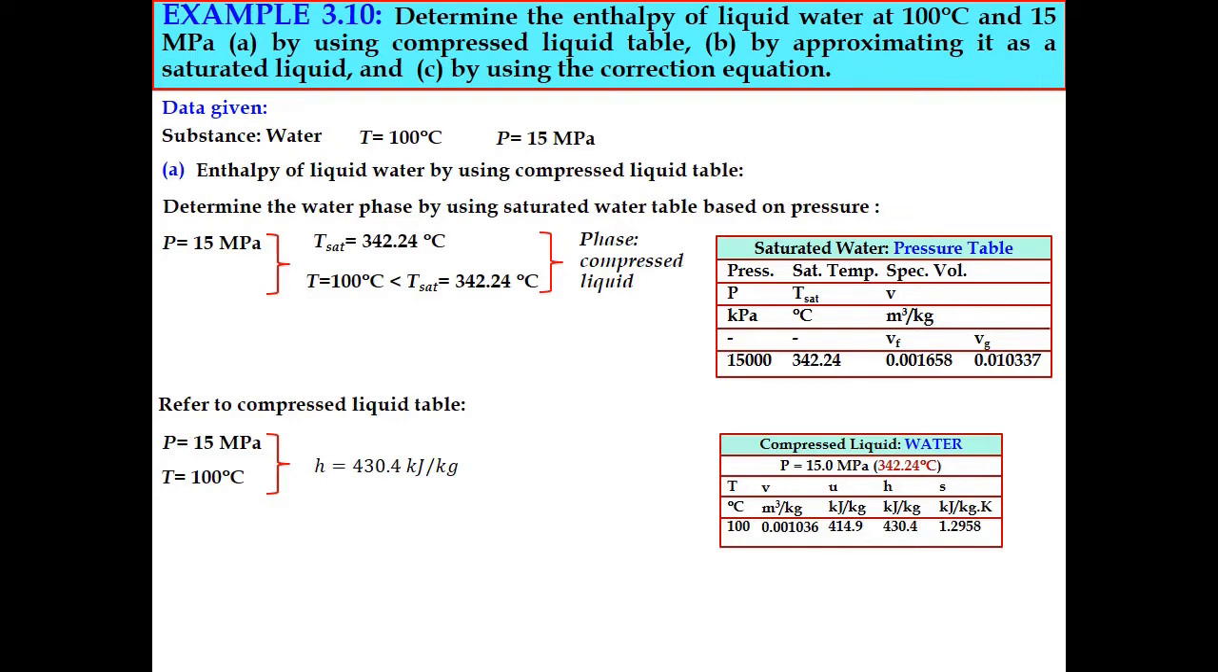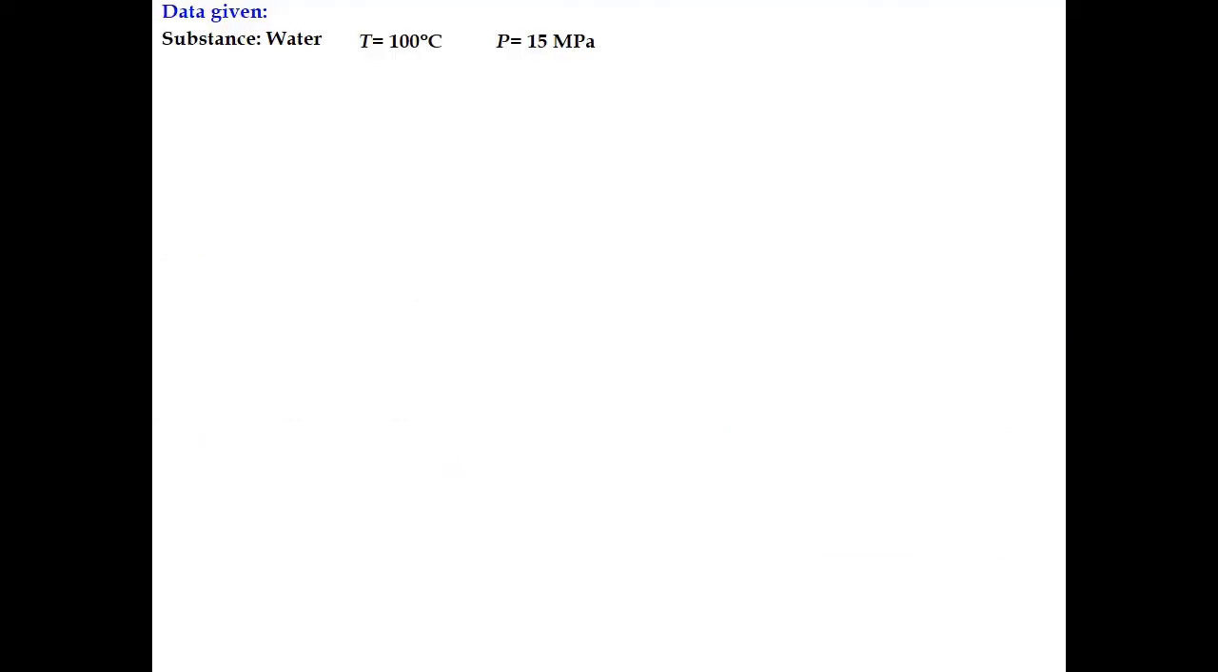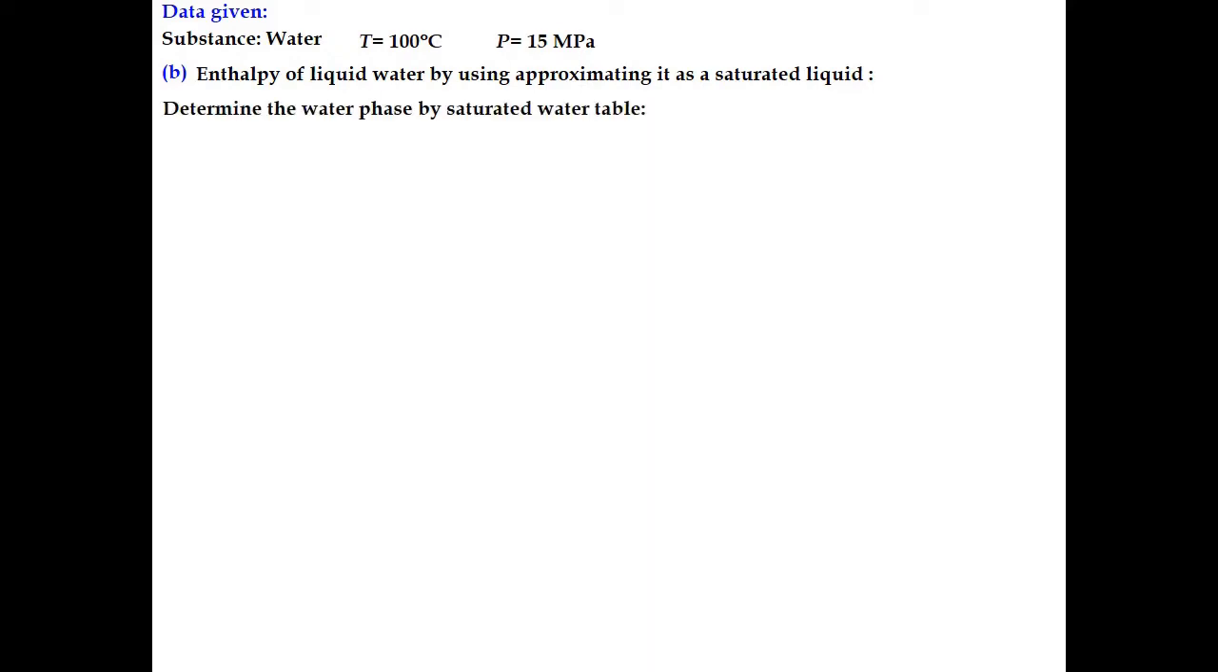Okay, next, by using the second approach, where we need to approximate the condition as a saturated liquid. So as usual, determine the water phase by the saturated water table. Now we need to make an assumption as required by the question. So we assume that the condition in terms of phase of the water is a saturated liquid.